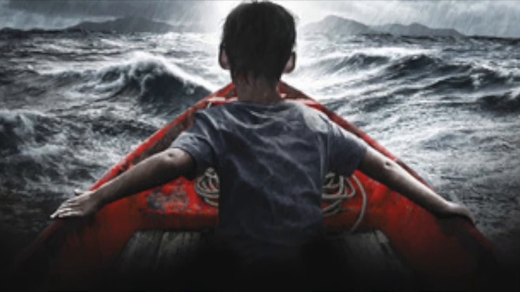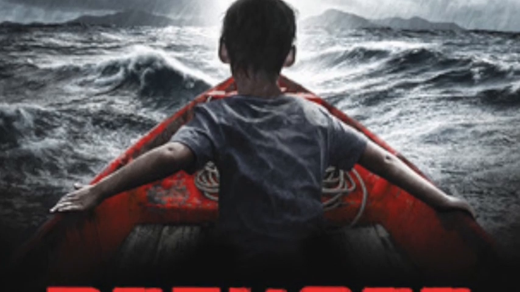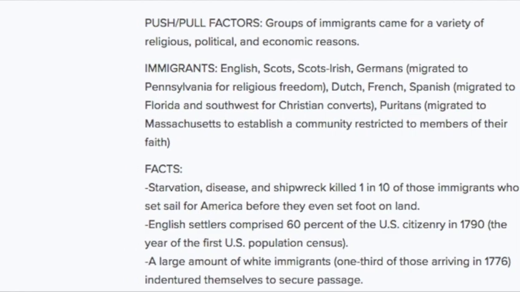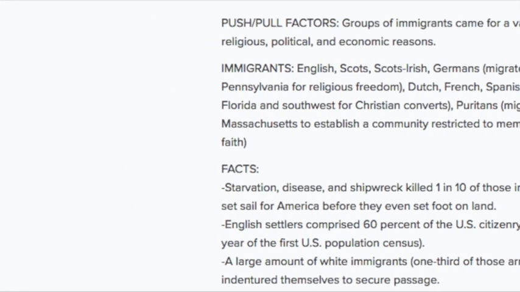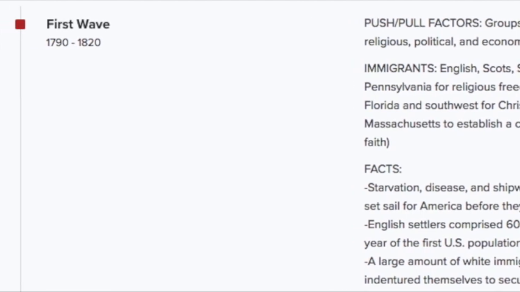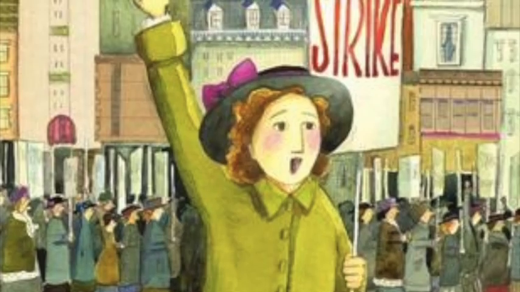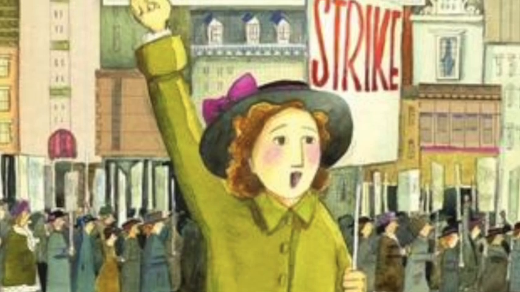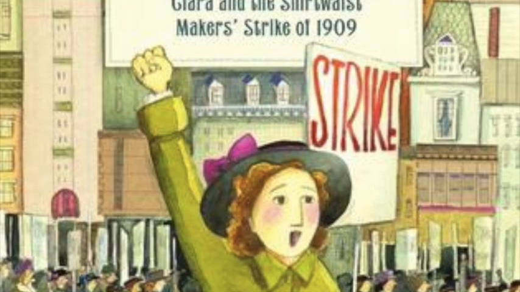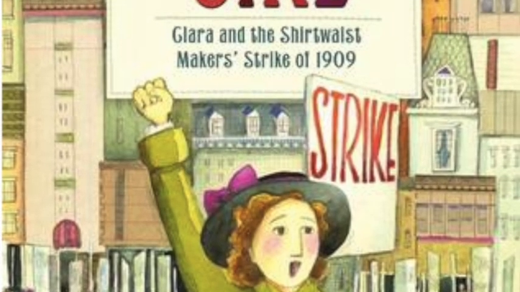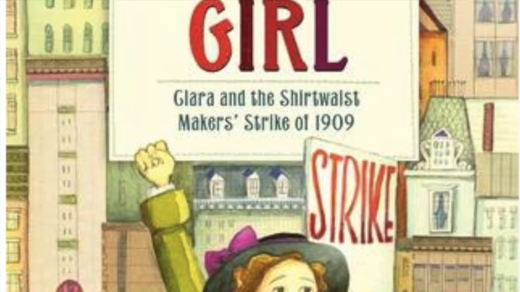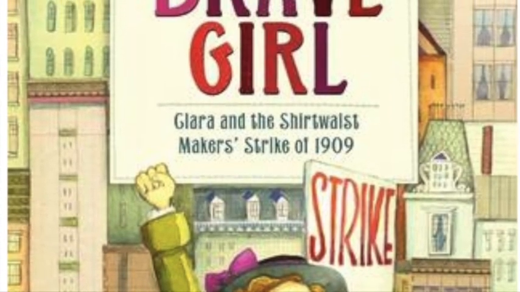The first week, though, we'll focus on the first section, and it is about the 4 waves of U.S. immigration. In this section, I tried to find texts from different time periods throughout U.S. history that show perspectives of refugees and immigrants during these different waves, and how their experiences might be the same, how they might be different. One of those I found was called Brave Girl, about a true story of a girl named Clara who is an immigrant from the Ukraine.